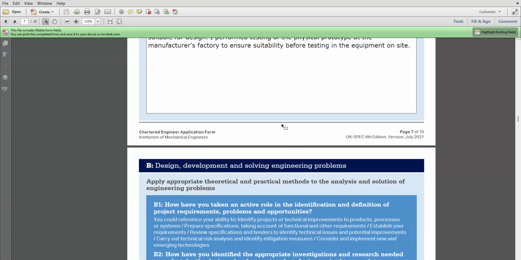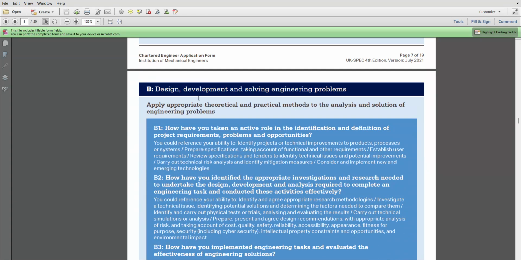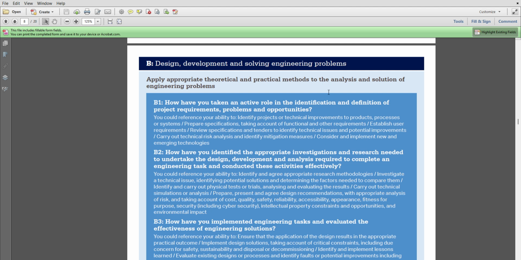We'll move over to competence B, and this one is on design, development, and solving engineering problems. There are three sections to it. So there's B1, B2, B3. Just like for the A competence, there was A1 and A2. Try as much as possible to provide an example for each of the sub-competence.